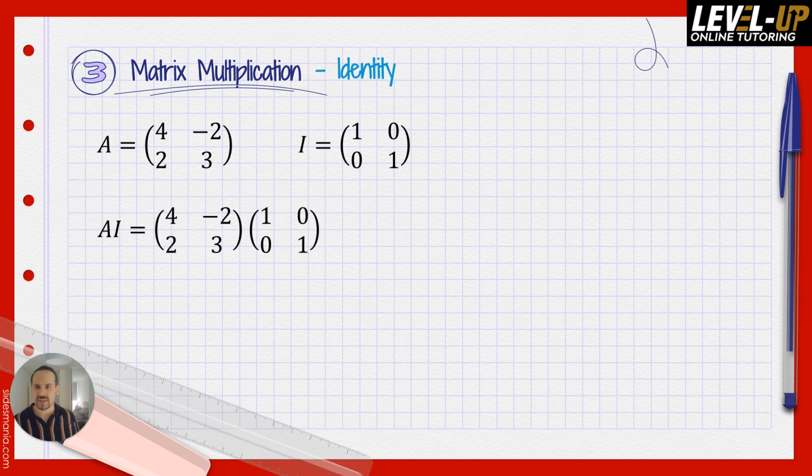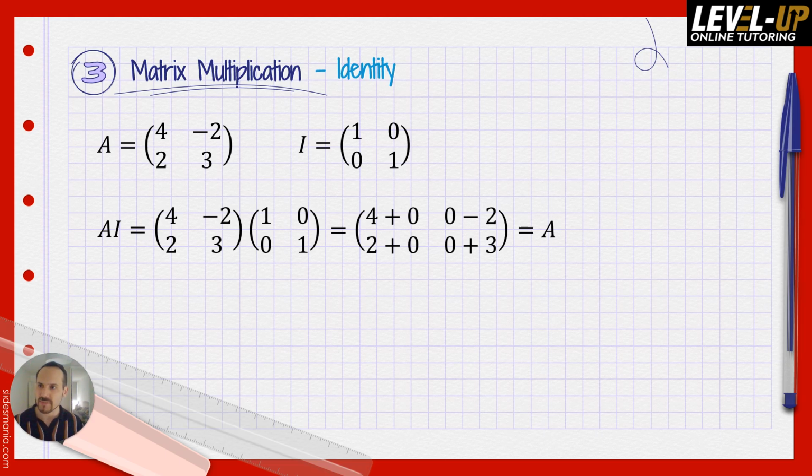So if we take something like this, say I do A times I, and you could work this out yourself now that you know how to do matrix multiplication, you should get this. And when you work that out, you notice that's basically the same thing as A.